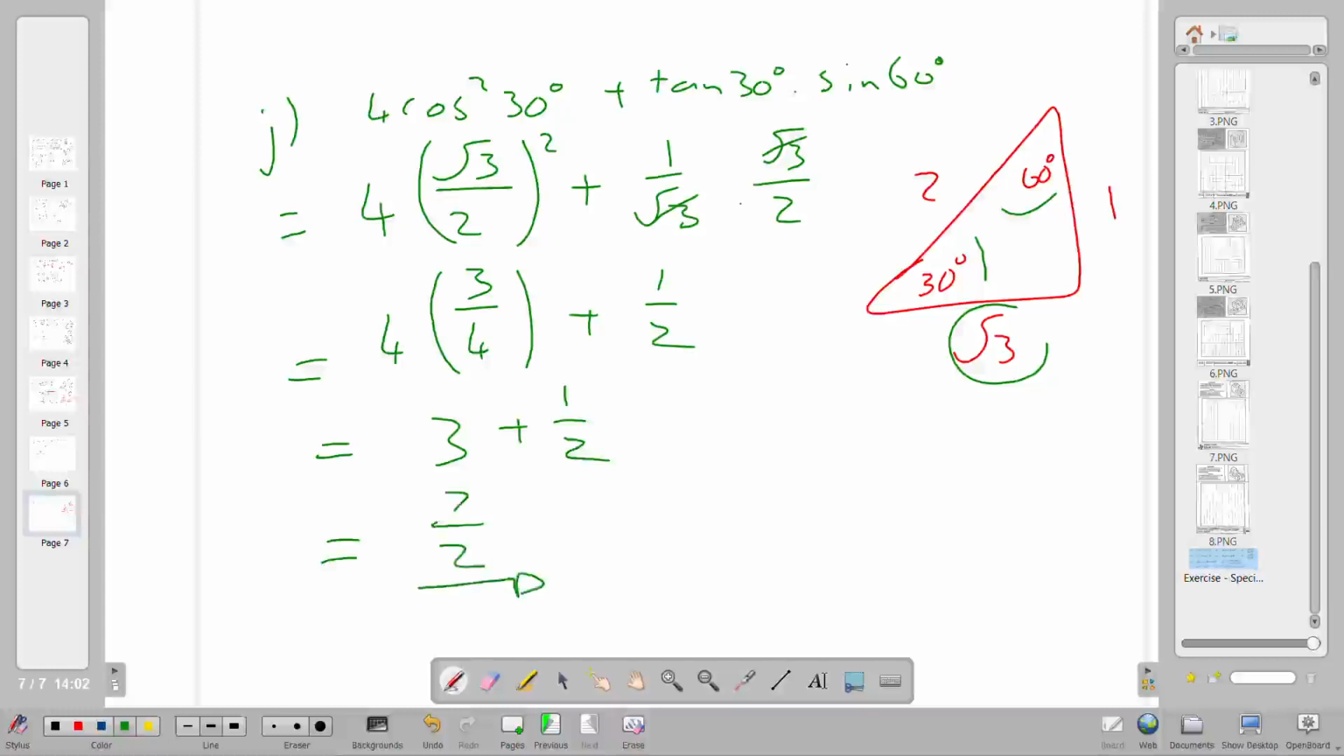Alright. I really hope that this gives a bit more insight into how these are calculated. When they say without a calculator, you must know that this is what they mean.